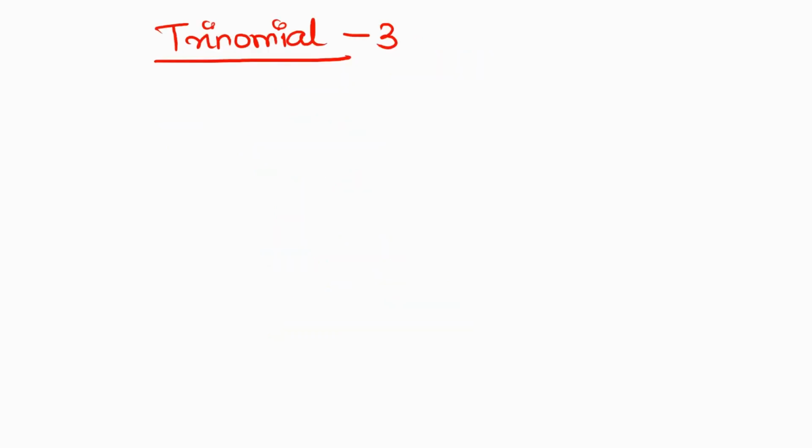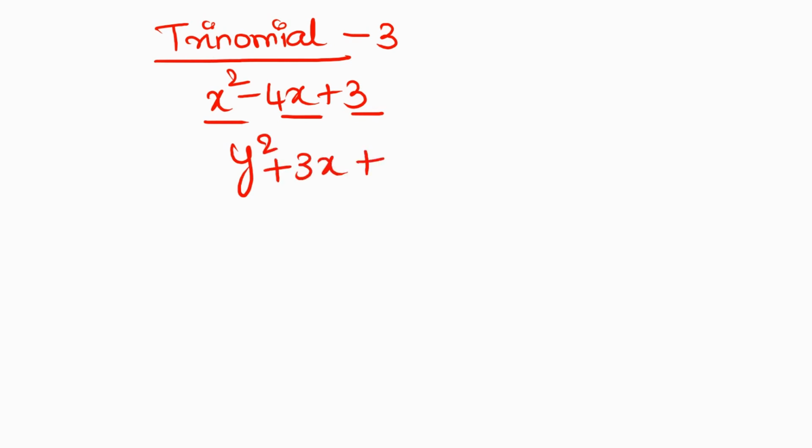Next we will see trinomials. Trinomials means we will have three terms. Consider these examples: x square minus 4x plus 3. Here x square is one term, minus 4x is another term, plus 3 is another term. Next y square plus 3x plus y. Here y square is one term, 3x is another term, plus y is another term. Similarly, we have a few more examples: 5x plus 9x square plus 3, 8c square plus 2c plus 1.